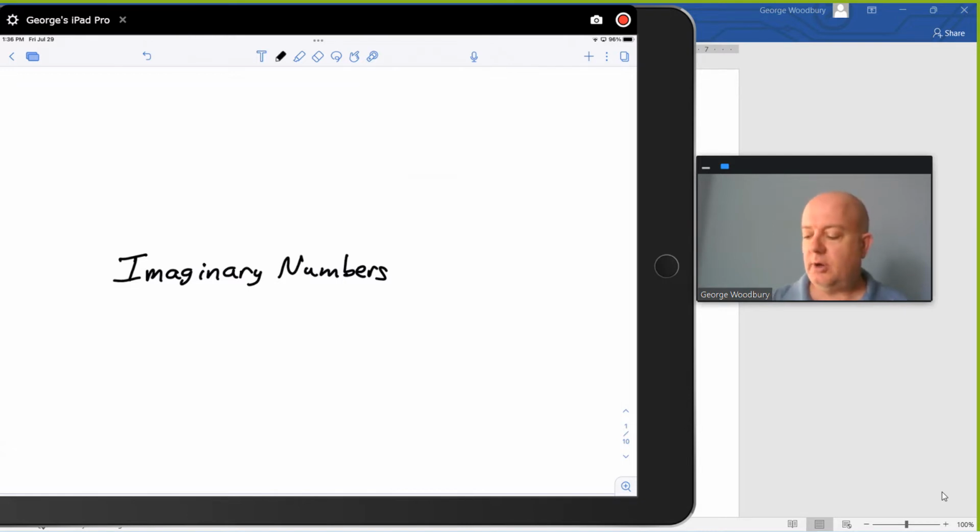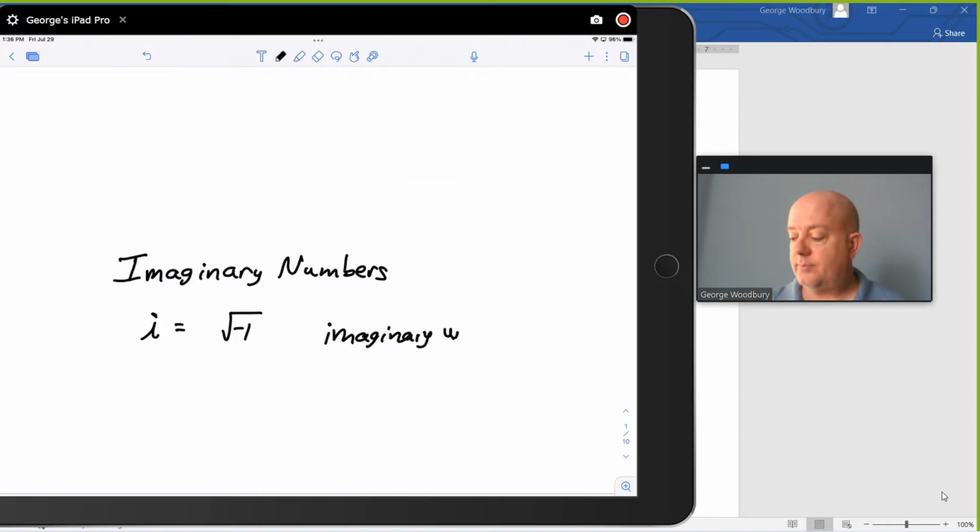An imaginary number has its unit as the square root of -1, and we label that as the letter i. So i is equal to the square root of -1. That's called the imaginary unit. And it's like the number 1 when we talk about real numbers.